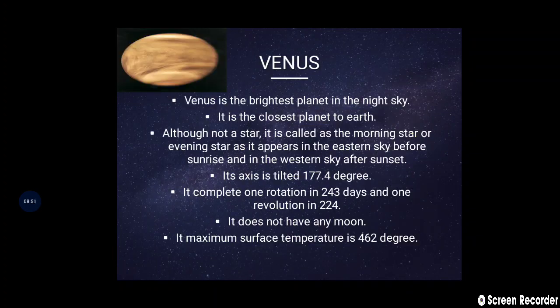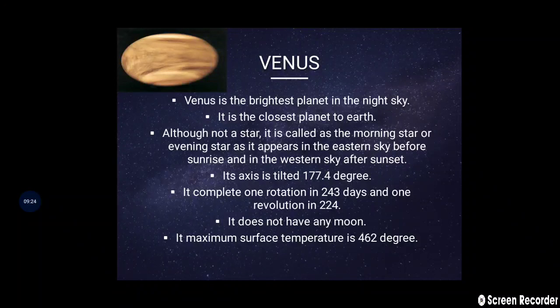Next is Venus. Venus is the brightest planet in the night sky. Very interesting this time, it's the closest planet to Earth. Although not a star, it is called the morning star or evening star. You may know the reason before that, as it appears in the eastern sky before sunrise and in the western sky after sunset. You may have heard about the morning star or the evening star in the previous classes or in daily life also.